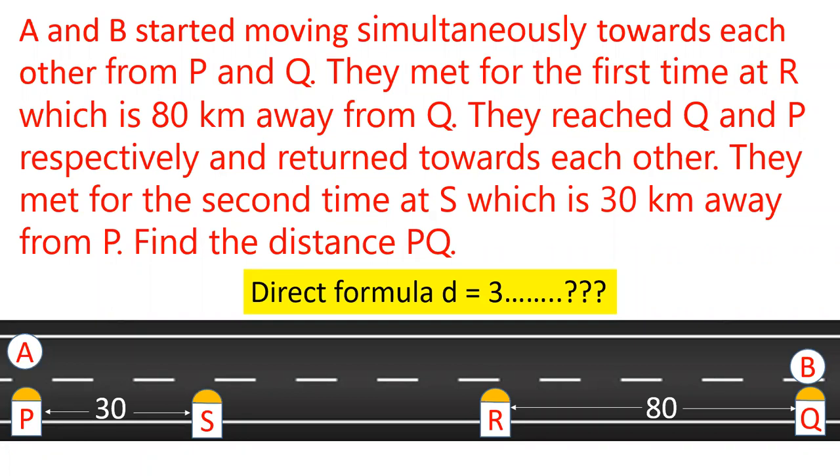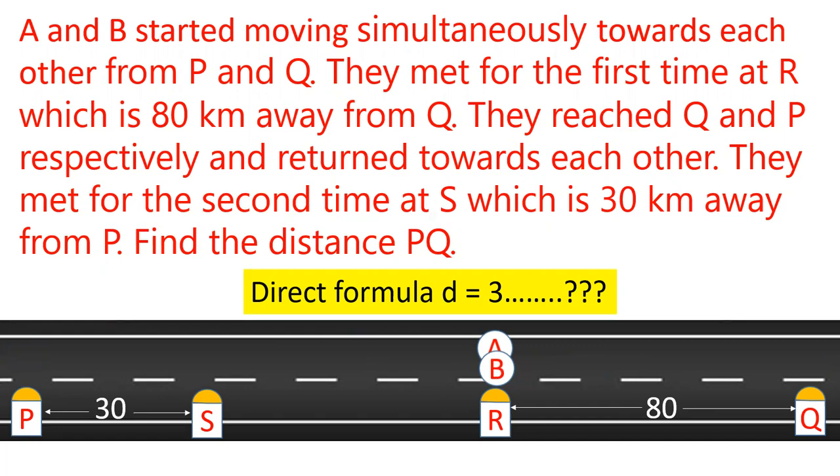In today's video, we will see an interesting question of speed, time and distance. The question is, there are two people A and B. They start moving simultaneously towards each other from P and Q and meet for the first time at R, which is 80 km away from Q, like this. So they have met at 80 km away from Q.